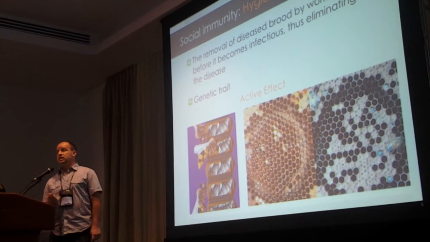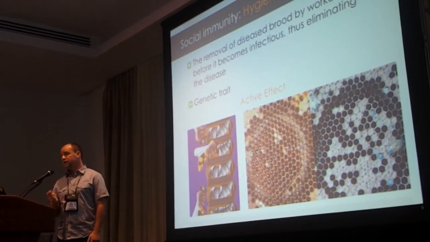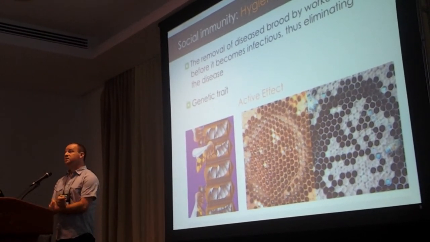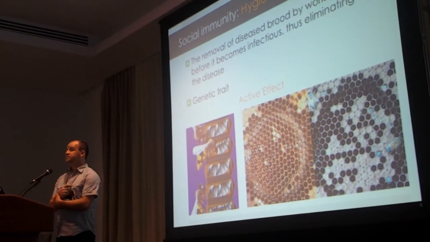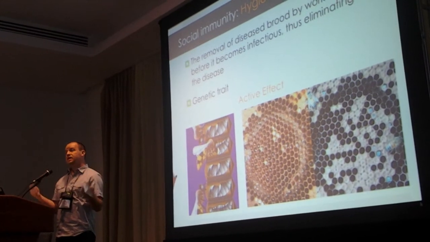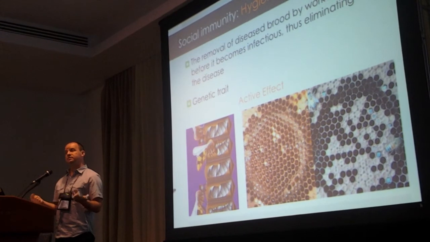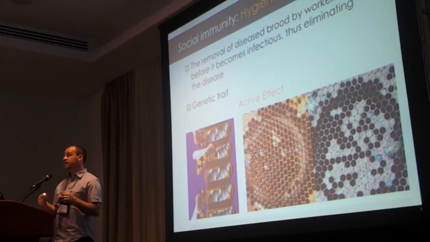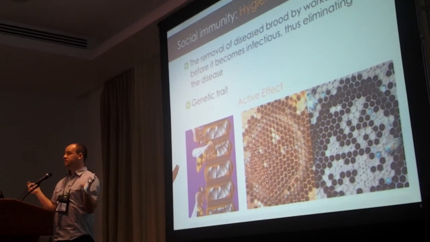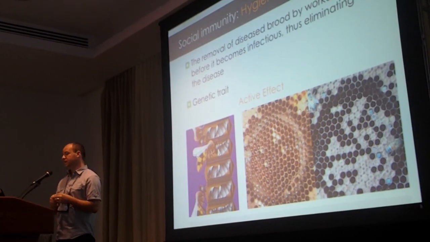Probably the best studied aspect of social immunity in all of the social insects really is hygienic behavior. Now, I know that's a general sounding term, but it's a term for a very specific behavior in honeybees. So it's essentially the detection and removal of diseased larvae before they become infectious. So it doesn't necessarily protect individual larvae from disease, but it can eliminate the disease at the colony level by removing those individuals before they become pathogenic.